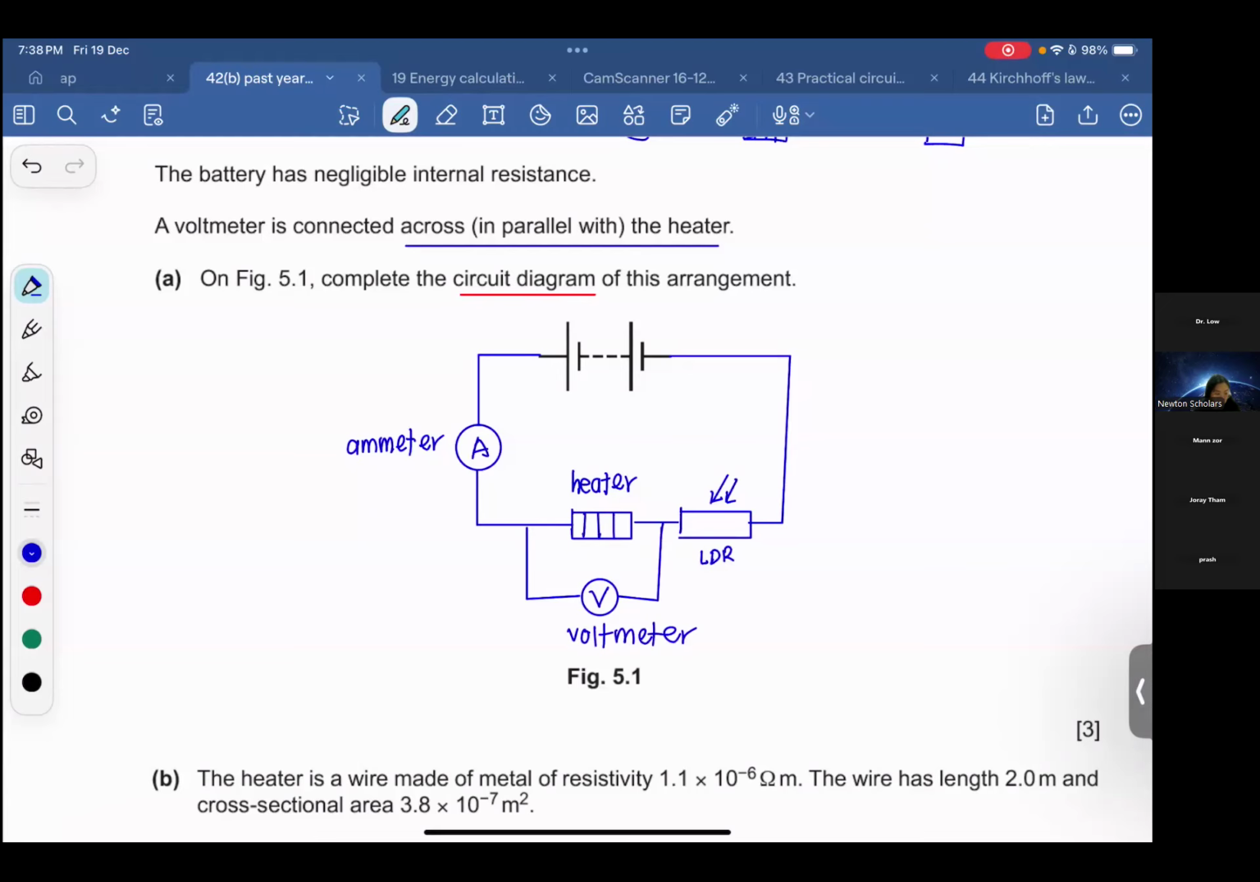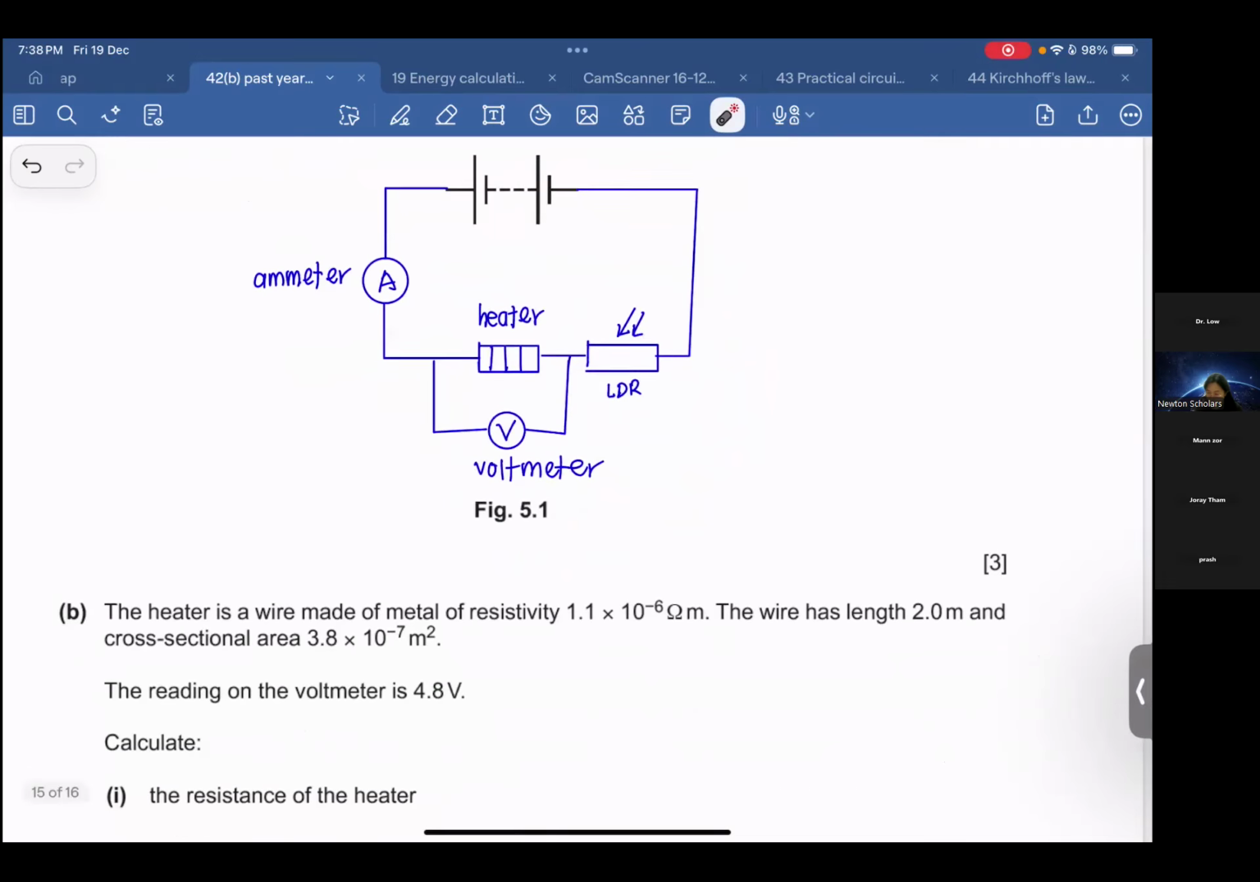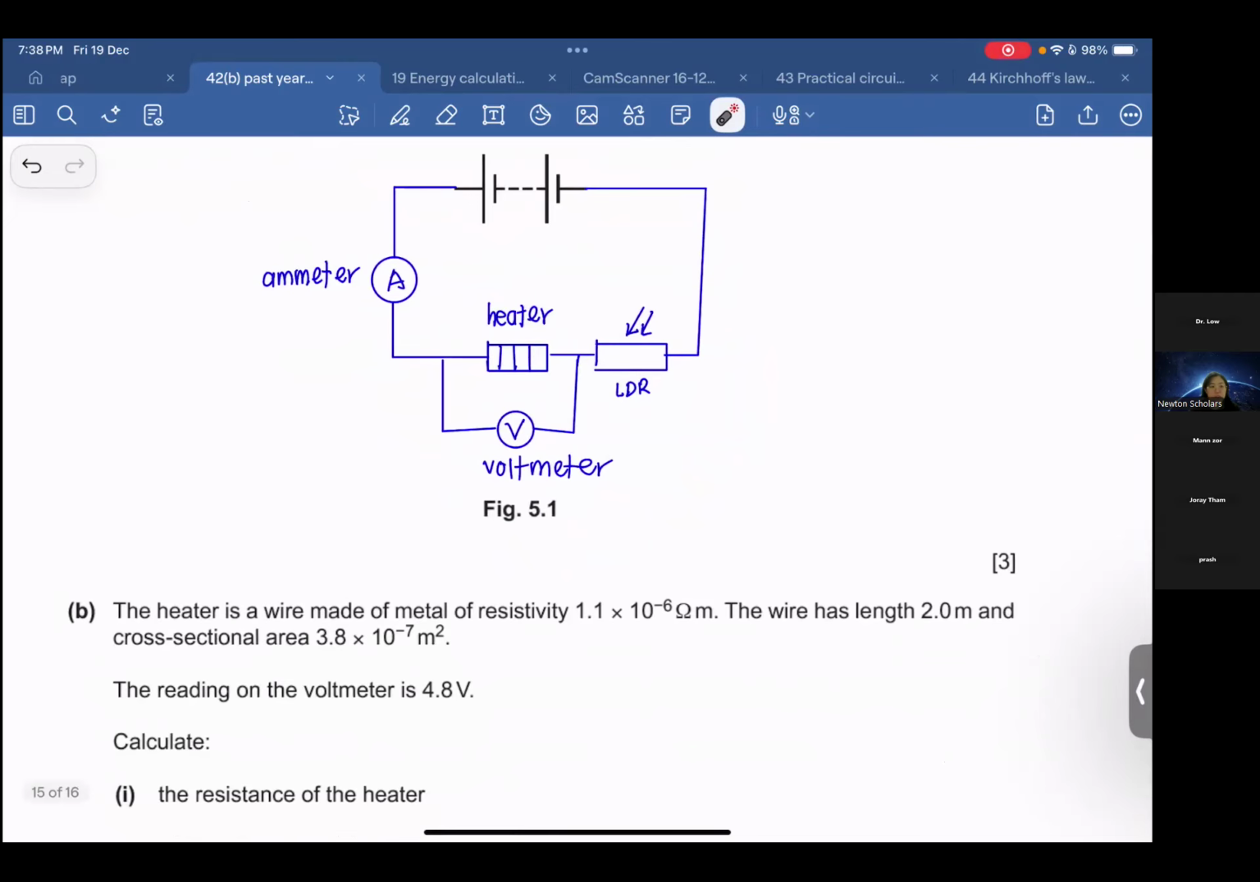If you get a correct symbol for heater and LDR, you get 1 mark. Then all the symbols connected in series, ignoring the voltmeter first. If the others are connected in series, then you get the second mark. Then voltmeter connected parallel with the heater, that is the third mark. Okay, so here, total 3 marks. So it's easy. Okay, for this part, 10 seconds. You draw it, and then you can try question B.